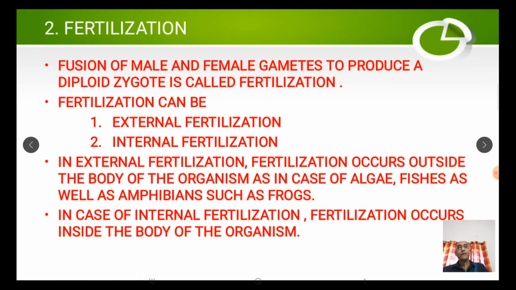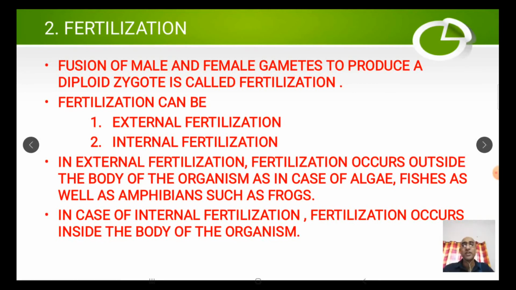Okay, now after the gametes have been transferred, fertilization will take place. So what is the process of fertilization? It is nothing but fusion of male and female gametes to produce a diploid zygote. You know that male and female gametes, both of them are haploid. They fuse to produce a diploid zygote by the process of fertilization. Now this fertilization can be external as well as internal. What is that external and internal?